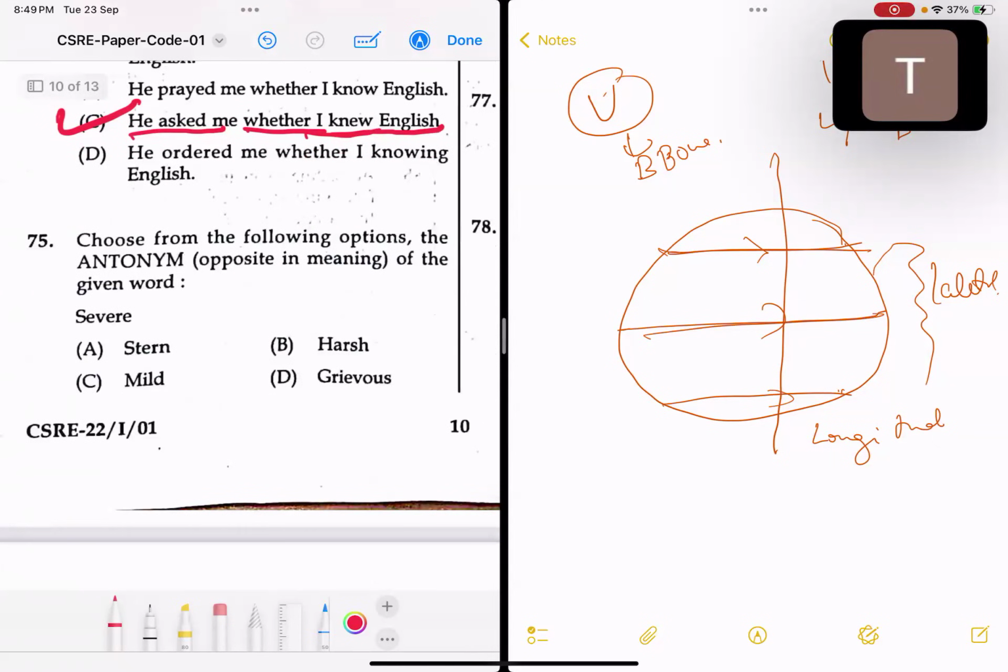Question number 75. Choose from the following options the antonym, that is, opposite in meaning, okay? So in exam time, always be careful of antonym and synonym questions. Of the given word, severe. The opposite of severe is mild, right? Because stern, harsh, and grievous are synonymous. So the opposite of severe is mild.